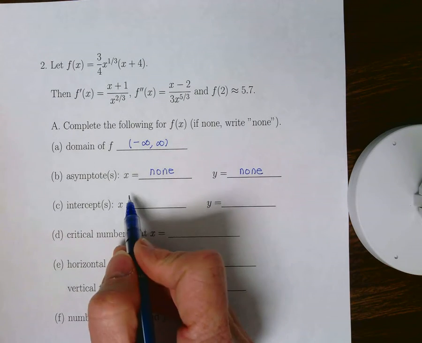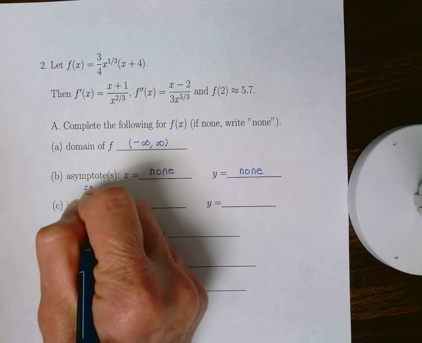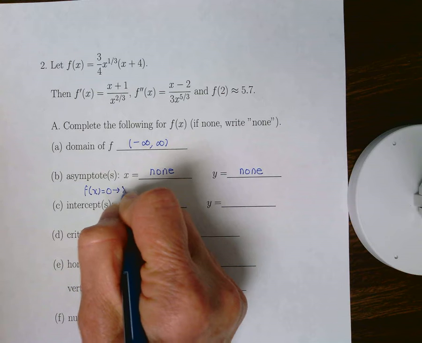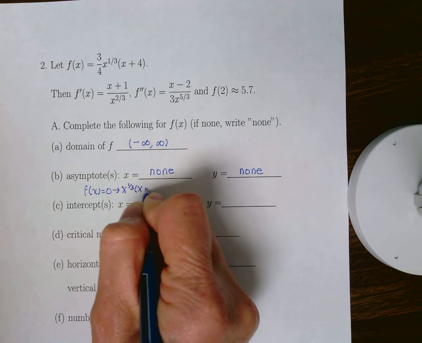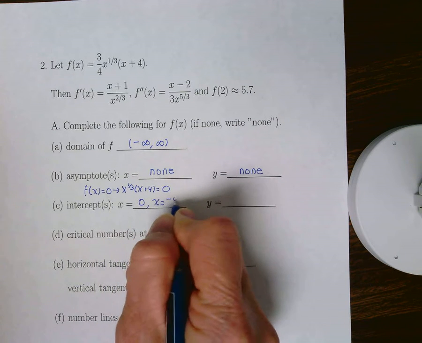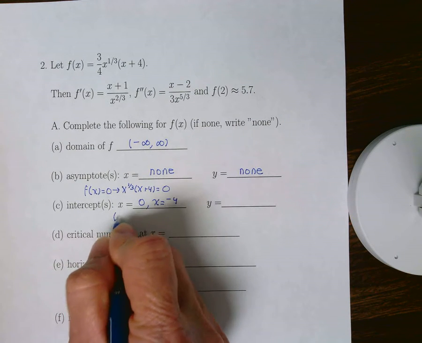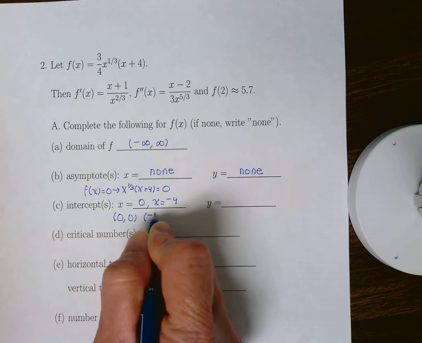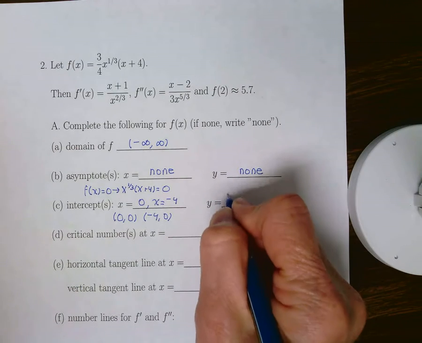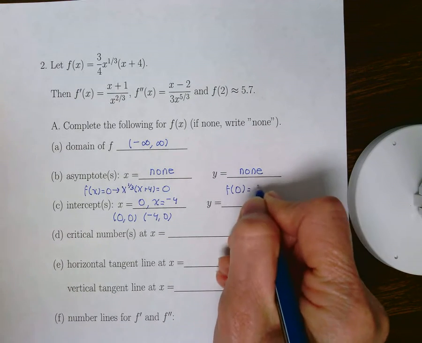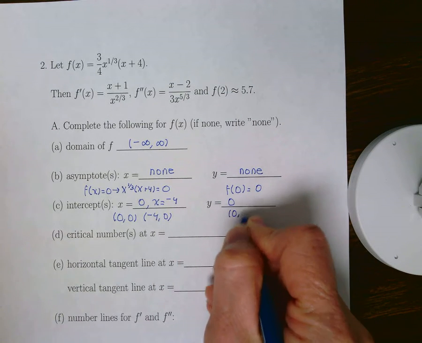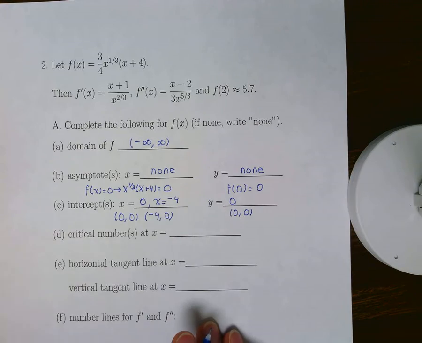And the intercepts, we set f of x equal to 0, which will be when x to the 1/3 times x plus 4 equals 0, so x equals 0, and x equals -4. And that gives us 2 points on our graph, (0, 0) and (-4, 0). And then to find the y-intercept, we find the function value at 0, which we know is 0. So it's y equals 0, and the corresponding point is again (0, 0).